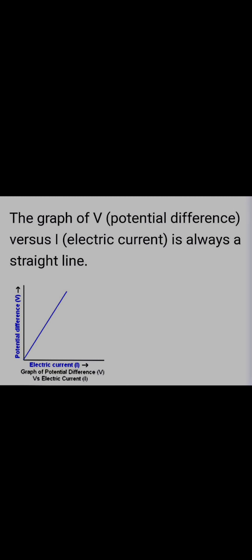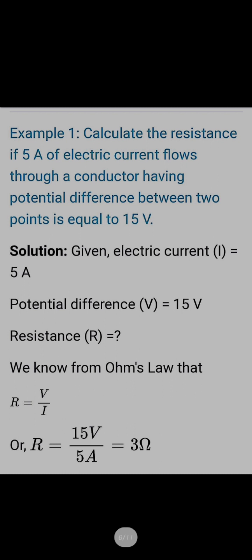We will get a straight line graph, and this straight line graph tells us that they both are directly proportional to each other. Okay, so these are some examples of the numericals related to this Ohm's law.